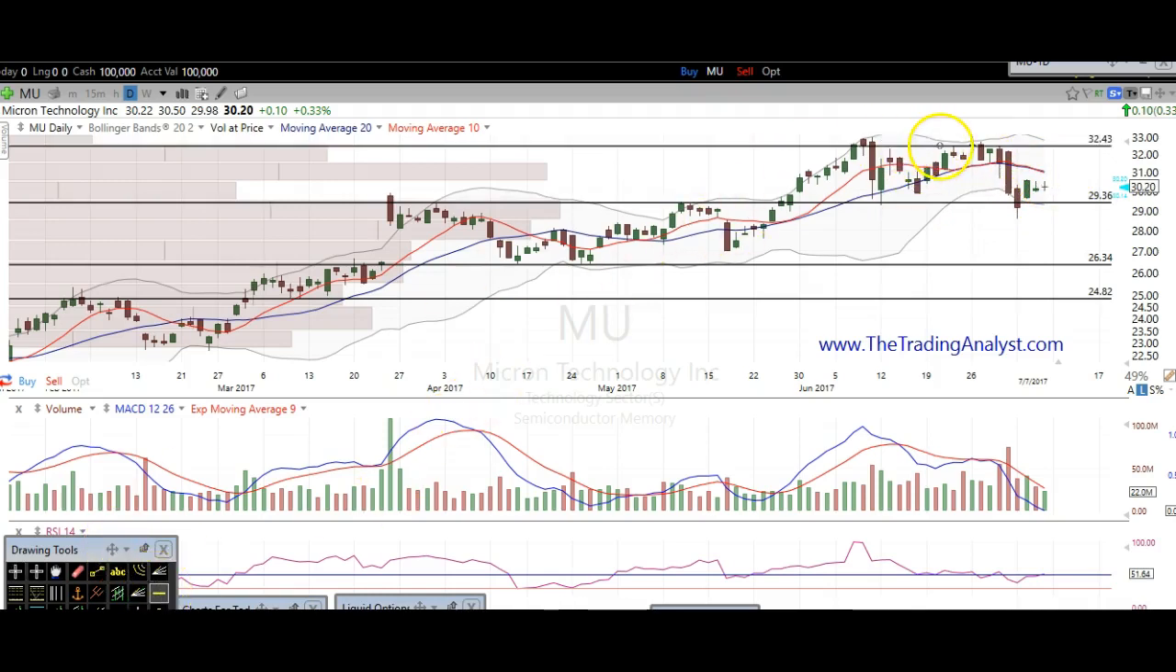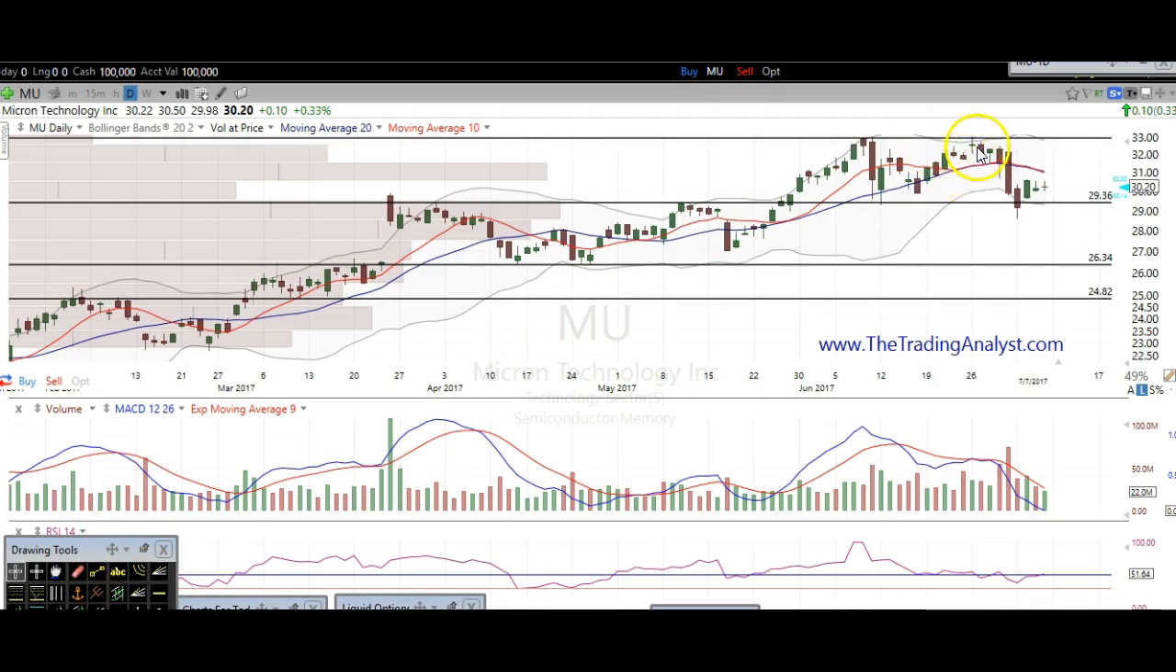We've got support at 29, and then we've got resistance at about $33. So those are the two main levels that you want to look for as support and resistance on Micron Technology.